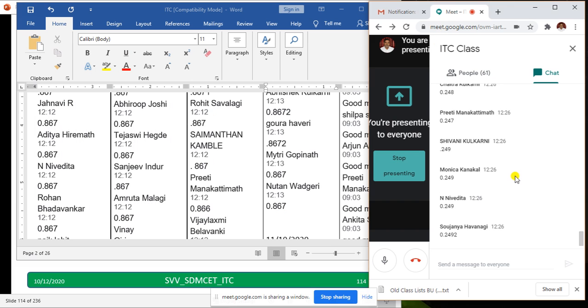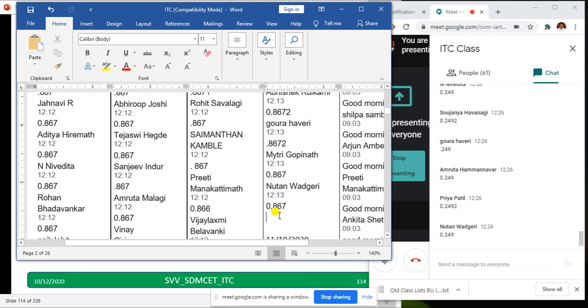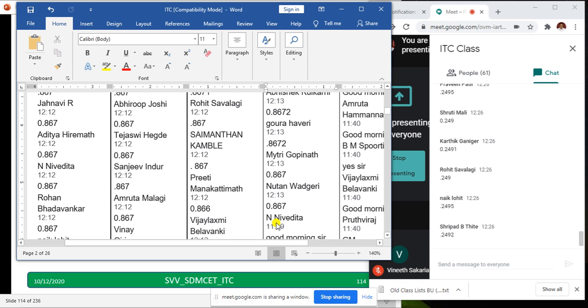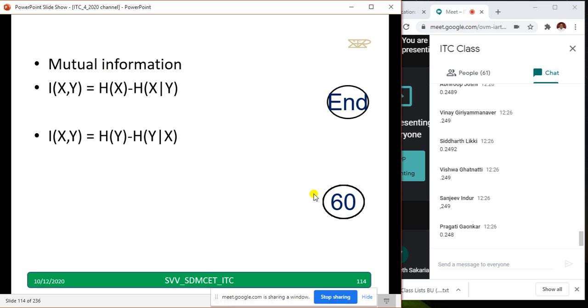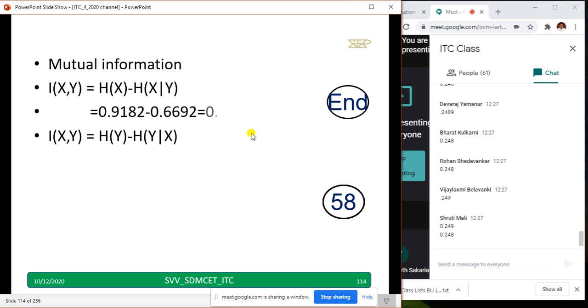Okay, many have typed the answers. 0.249 Priya, Amrita, Gaura, Nutan, Priya and Charan, all these students they are getting 0.249, and please try to fill in both the equations and almost you should get the same 0.249, something like that only. Nayak, Lohit, Shripad, they are getting the same answer. What I got is 0.249 bits per symbol. Correct. Shruti did both and she got 0.249, 0.248. Correct, Shruti. Very good. Bharat, Rohan, Vijayalakshmi have typed their answers.